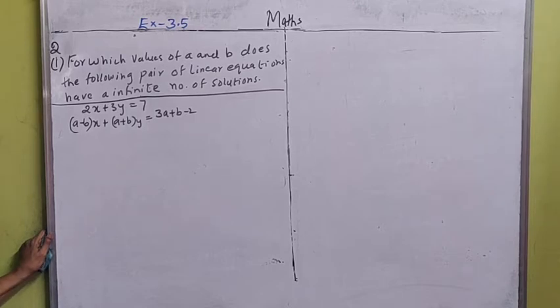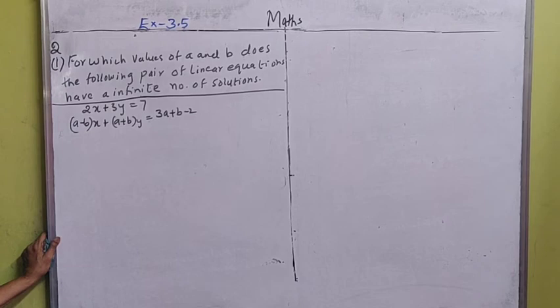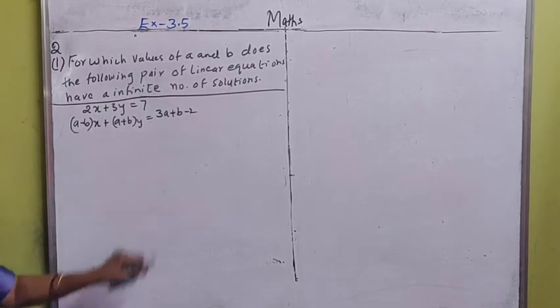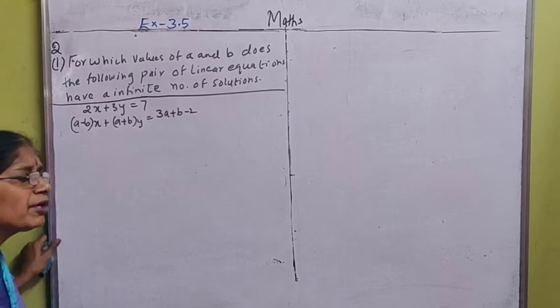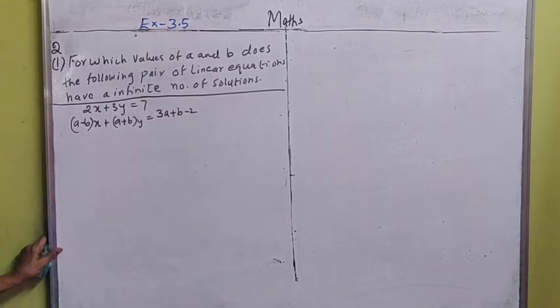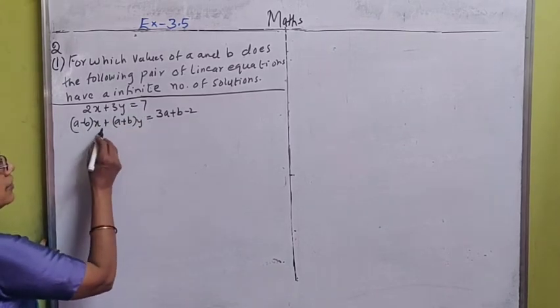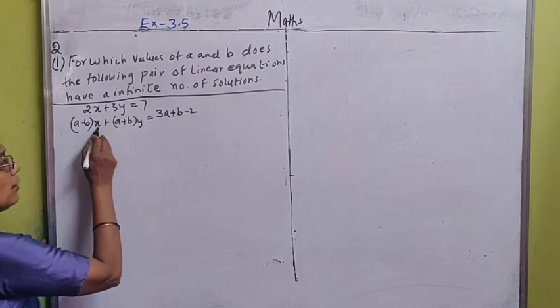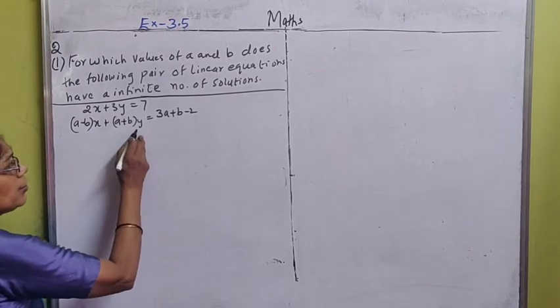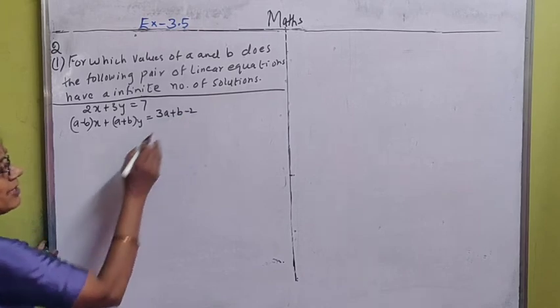Now let us see the second example. For which values of a and b does the following pair of linear equations have an infinite number of solutions? So it has already been given that it should have an infinite number of solutions. See what equation is given: 2x plus 3y is equal to 7. A minus b into x plus a plus b into y is equal to 3a plus b minus 2.